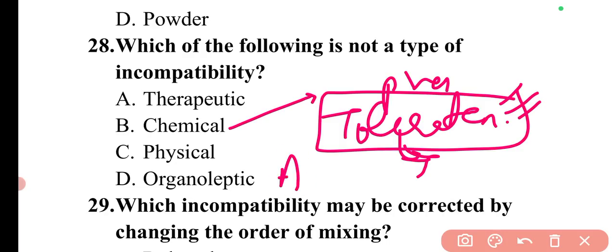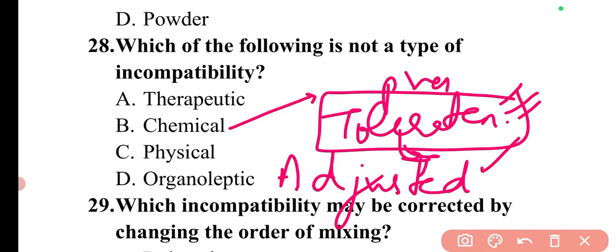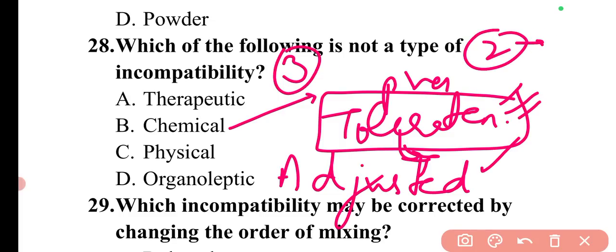Then the another one is adjusted incompatibility. So in this type of incompatibility, we can improve this type of incompatibility by the addition or substitution of the ingredient. Like there are three ingredients, the second one is causing the incompatibility, so we can replace this ingredient by some other substitutable ingredient, so that that kind of incompatibility will not arise. So these are the two main types of chemical incompatibilities.